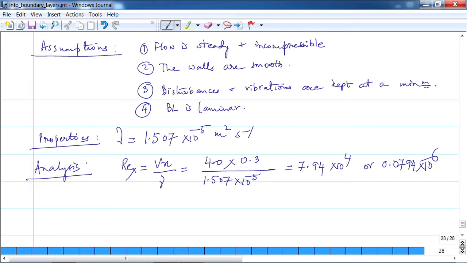Therefore, the Reynolds number at the exit, at the end of the test section, is laminar, which means that the flow is laminar throughout the test section.